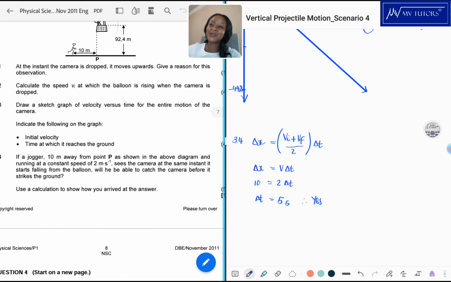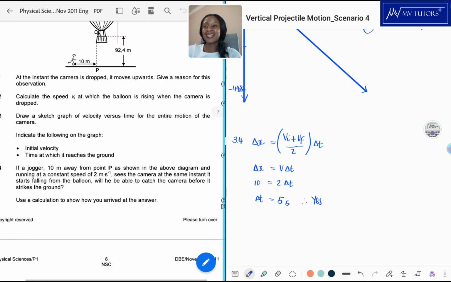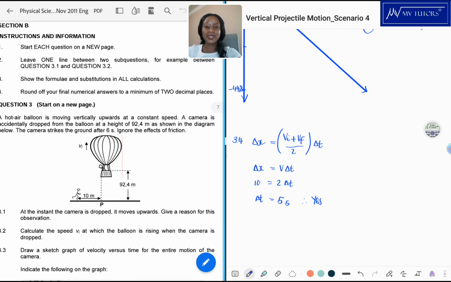Okay, guys, so basically this is projectile motion scenario number 4. I'll see if I have enough time. Maybe we'll look at another example. I'll see. But if not, this is goodbye from me.